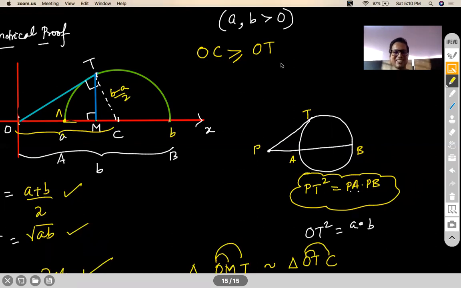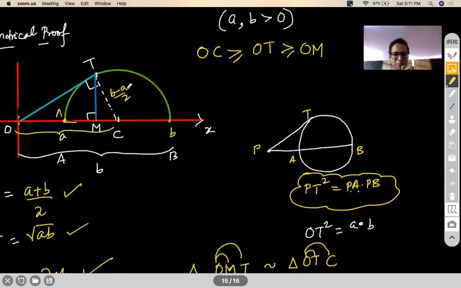Wait. First of all, are you all convinced that OC will be more than OT, because OC is the hypotenuse of OCT? Correct? Now, bear with me when I write equal to. I'll justify it in some time. And can I say OT will be more than or equal to OM, because OT is the hypotenuse of OTM?